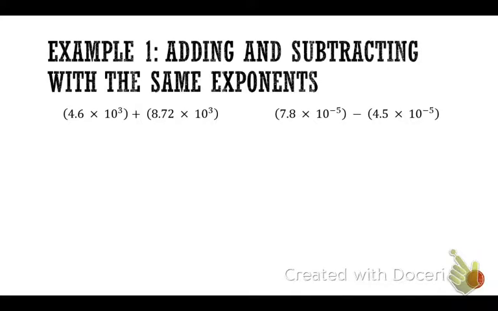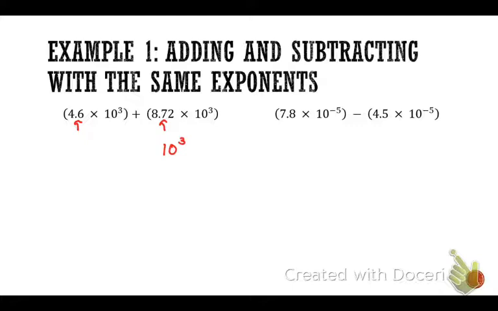In example 1, I'm going to add and subtract with the same power. We think of that like common denominators. We have a common power, so we don't have to mess with that. I'm just going to bring down my common power, just like when I add fractions, I bring over my common denominator. So you're going to bring down 10 to the third power. That's going to be in your answer. Now you're going to take your decimal values and add them together.